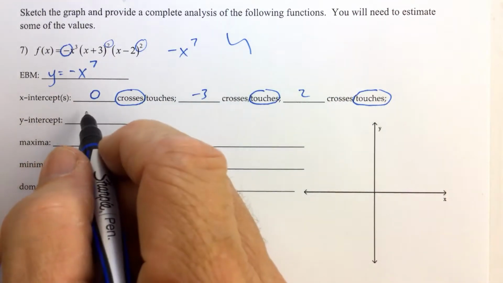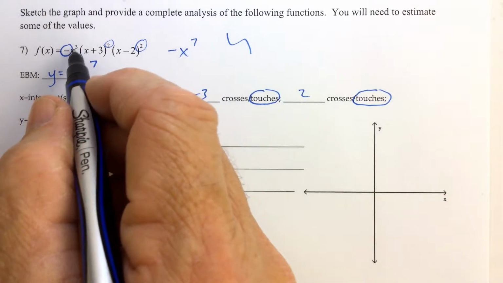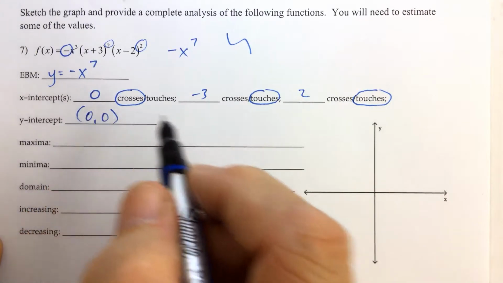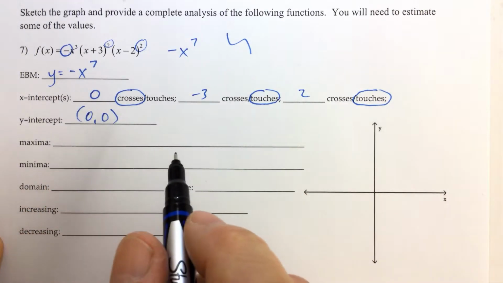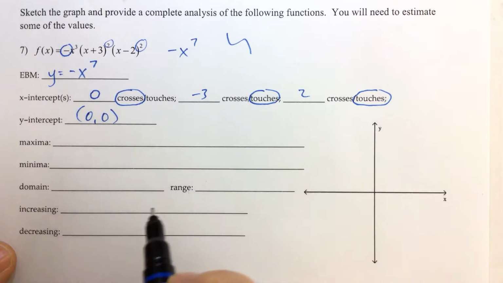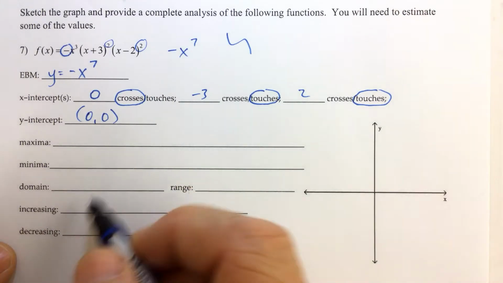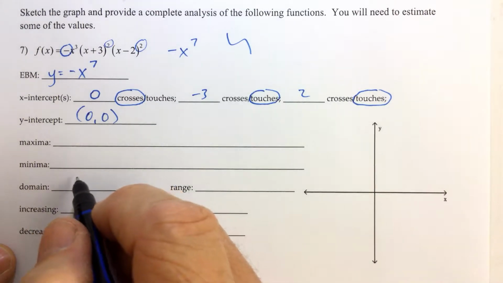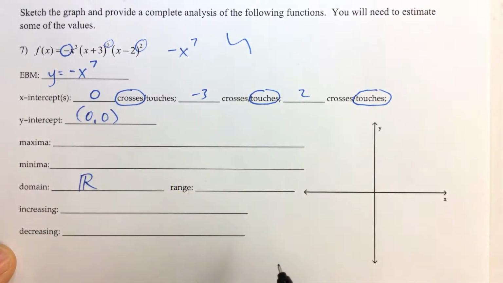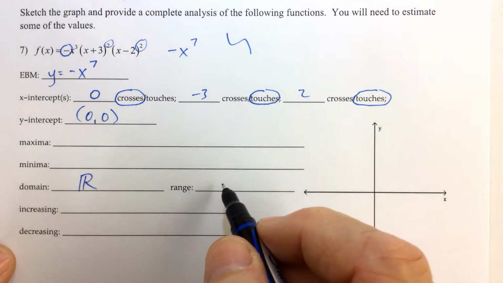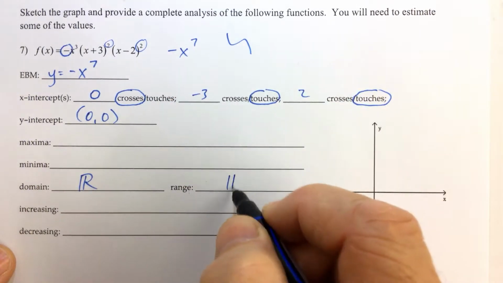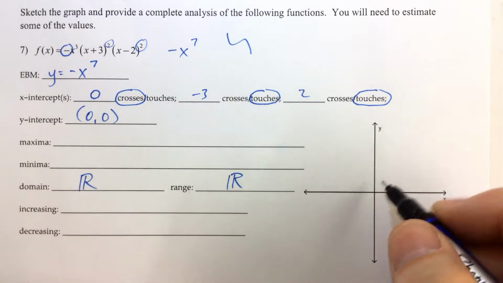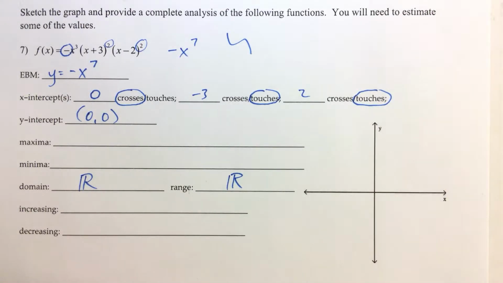If x equals 0, we would see this first factor is 0, and that would cause the entire function to have a value of 0. Therefore, the y-intercept is 0, 0. Now, for the maxima, we're going to draw the graph first before we get into this. We know that the domain of a polynomial function is all real numbers, as well as the range of any odd degree polynomial. So we know that. Let's plot the x-intercepts.